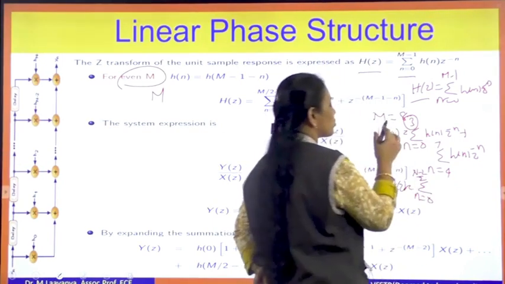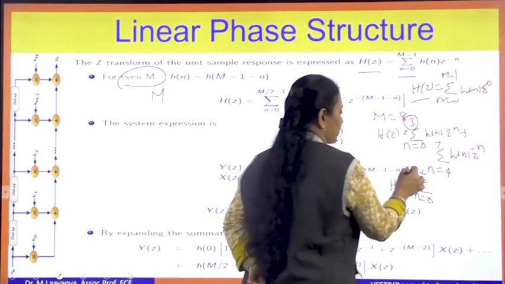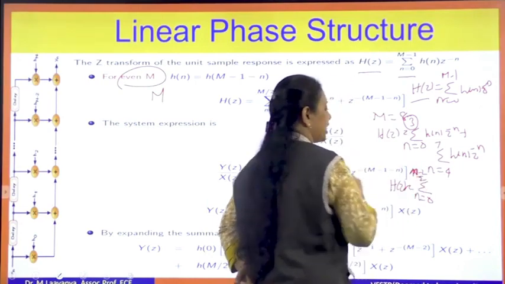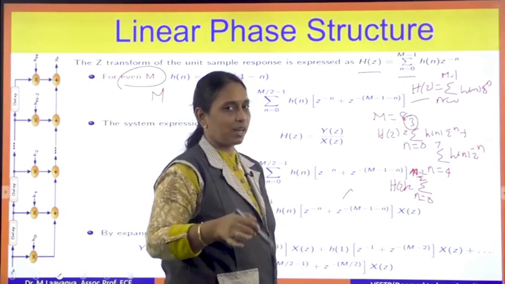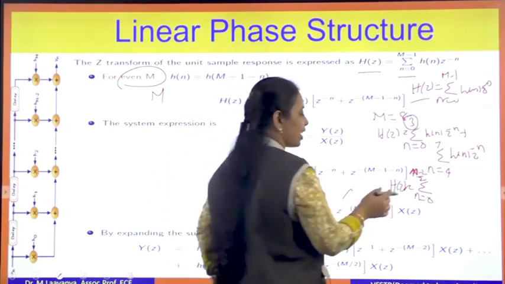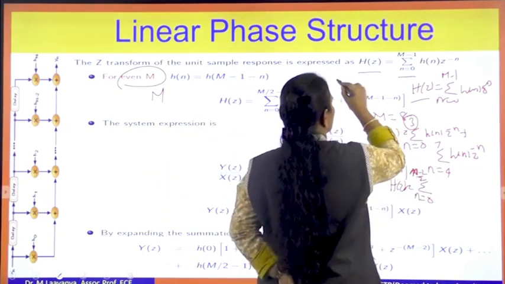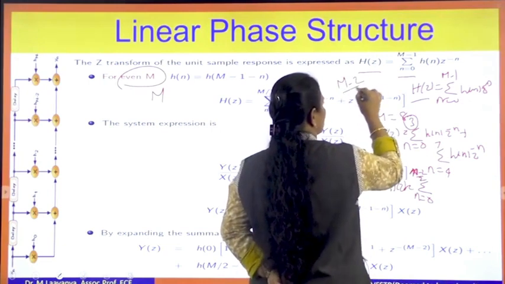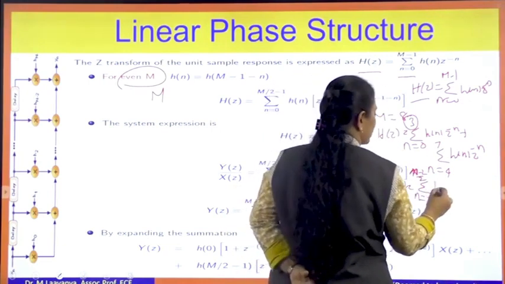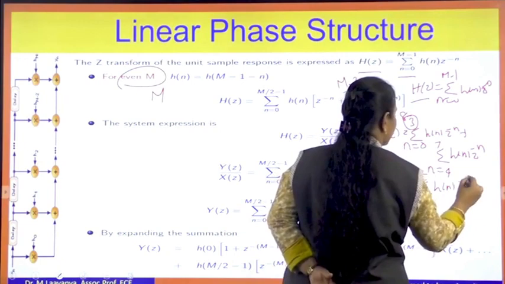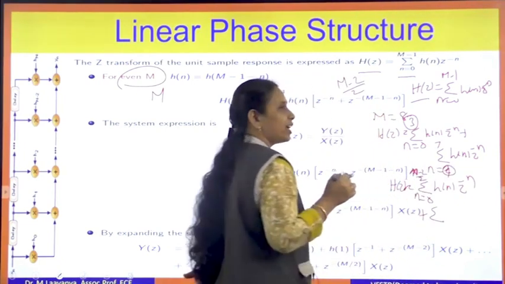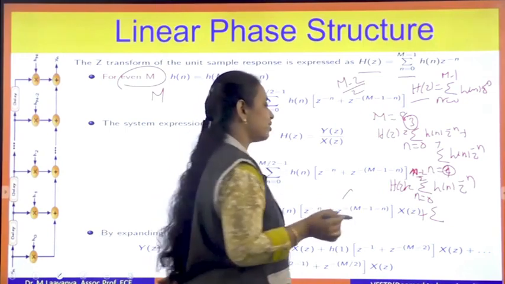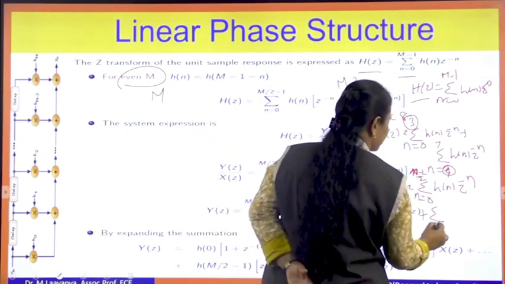What is the meaning? N is what? 8. Let us say M. Okay, N or M. M is what? 8. 8 minus 2 I will get 6 by 2, which is 3. So I can write 0 to (M minus 2) by 2. So h of n z power minus n plus summation, I need 4. If I need 4, 8, so I will write it as n by 2.